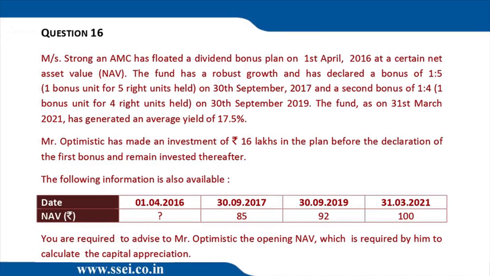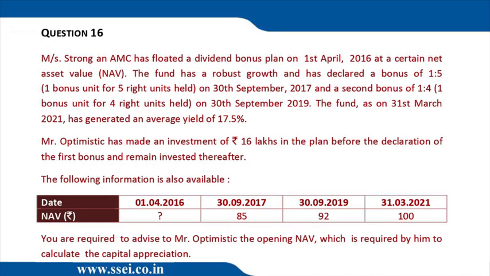The following information is available. You are required to advise Mr. Optimistic the opening NAV which is required by him to calculate capital appreciation. So 30 lakhs divided by the ending NAV of 100. 30 lakhs divided by 100, 30,000 units. So he's having 30,000 units at the end.